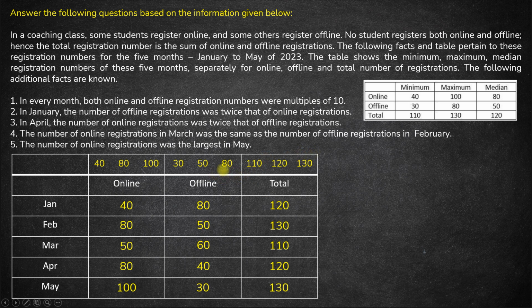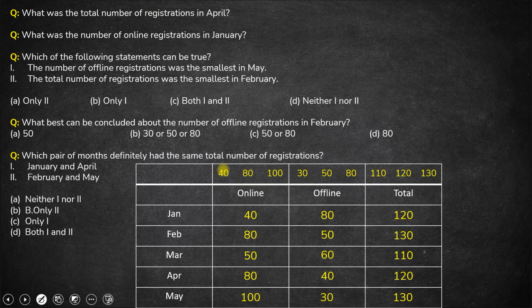Let us look at the questions now. First question is, what is the total number of registrations in April? So in April, the total number of registrations is 120. Second question: what was the number of online registrations in January? In January, the number of online registrations is 40.